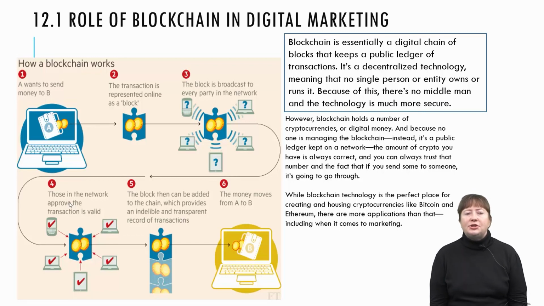After that, we move to stage number 4. Those in the network approve the transaction and confirm that this transaction is valid, and at the same time the speed of this transaction is reduced because of the online technologies. After that, we move to stage number 5, where the block can be added to the chain, which provides an indelible and transparent record of transactions. So all the participants understand what's going on, they understand the transactions, and they may get any type of data about the product, payment, distribution, and so on.